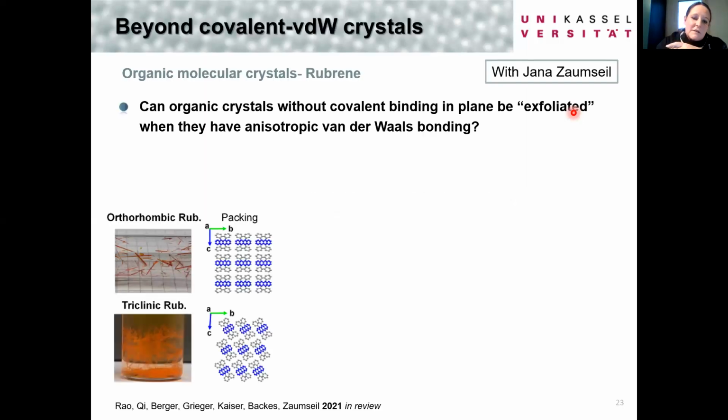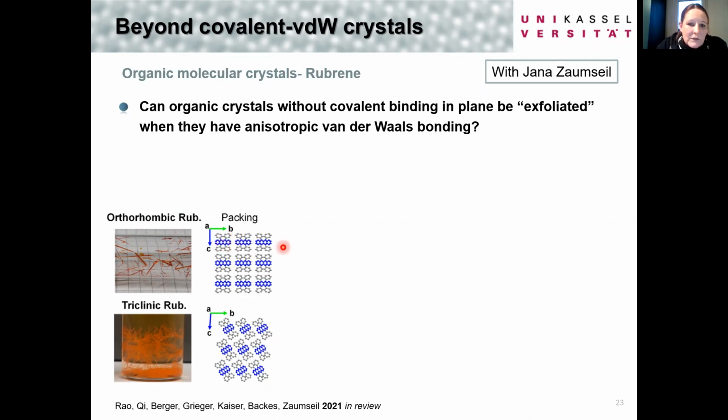This is a project that we did together with Jana Zaumseil in Heidelberg. The paper just got accepted yesterday, so you can actually find it online soon. It's in ACS Nano. The idea is we took rubrene. This is a famous organic semiconductor. So you have these rubrene molecules, and they can pack in different crystal structures. But there is no covalent bond between these molecules.